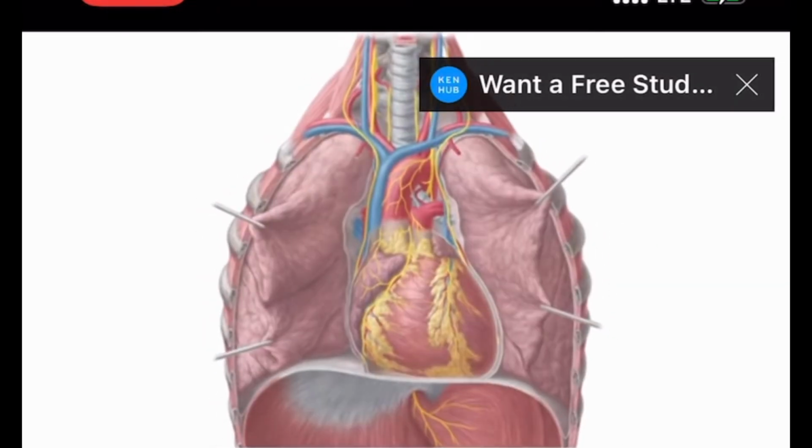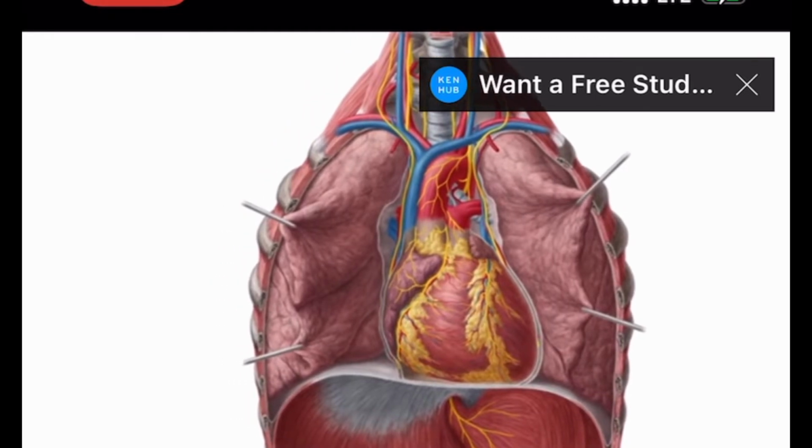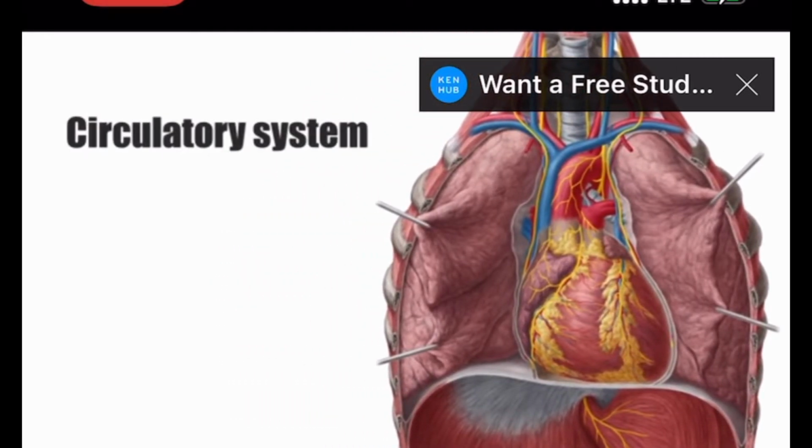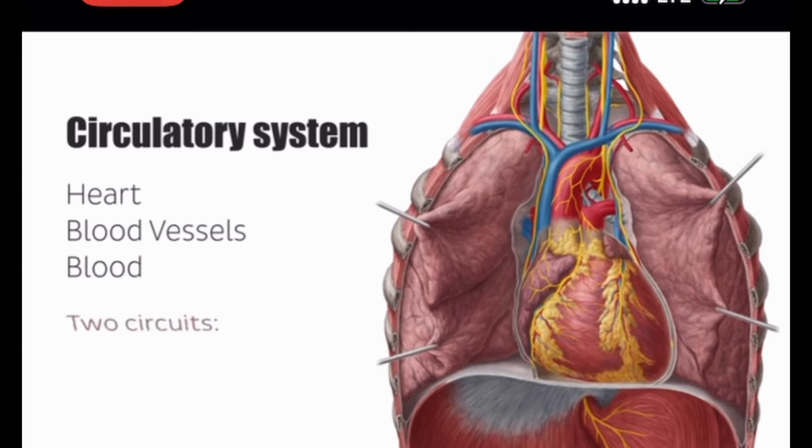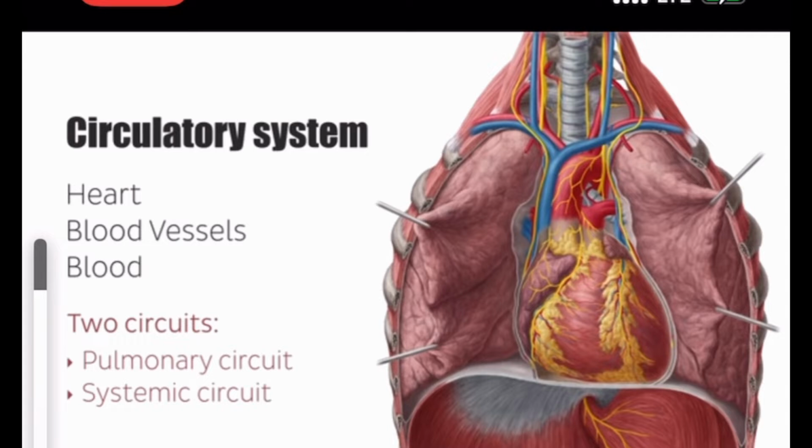General overview of the function, definition, and anatomy of the circulatory system, or the cardiovascular system. The circulatory system is comprised of the heart, the blood vessels, and the blood. It consists of two circuits that carry blood around, the smaller being the pulmonary circuit, which runs between the heart and the lungs, and the larger being the systemic circuit, which runs between the heart and the peripheral tissues.